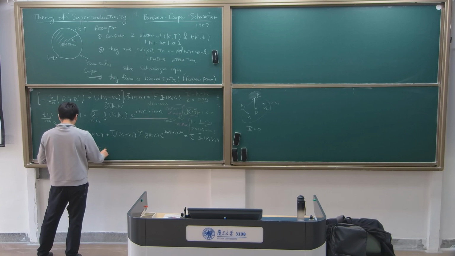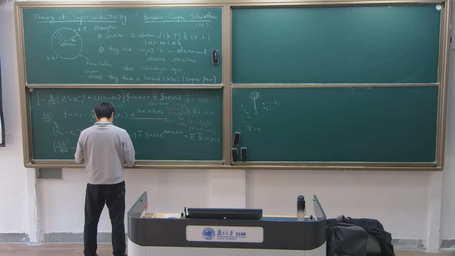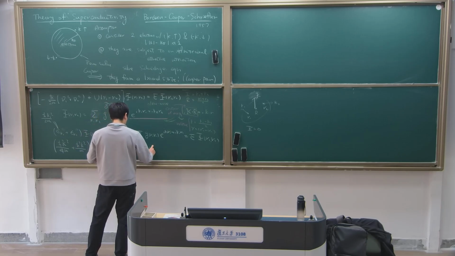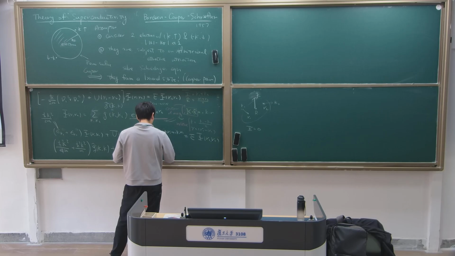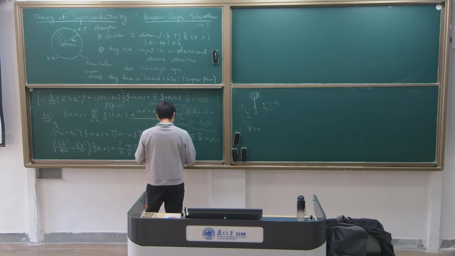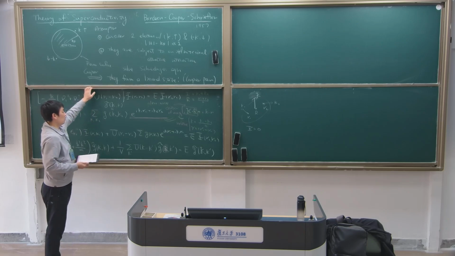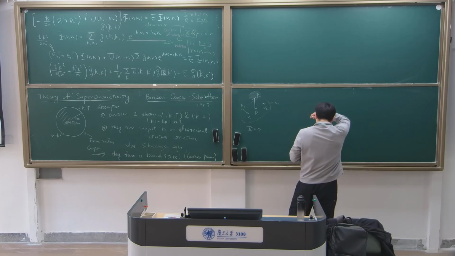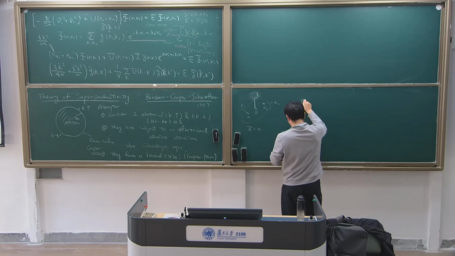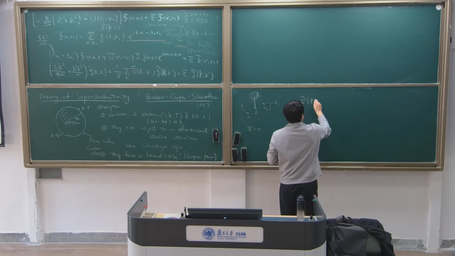Plus one over V, where V is the volume of space, and then the sum over k prime, and in terms of momentum, we assume that in the potential there will be a field. Okay, that came out of the problem.